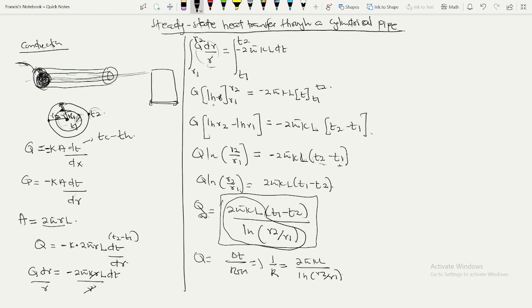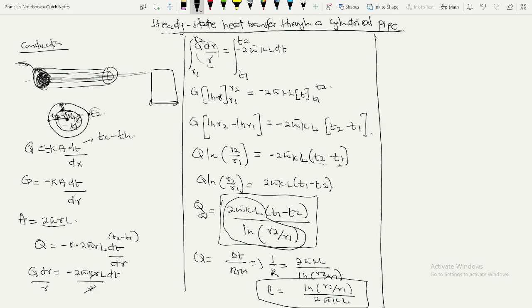So we are going to get R being equal to ln R2 over R1 all over 2 pi KL. So now this becomes our resistance to conduction through a cylindrical pipe.